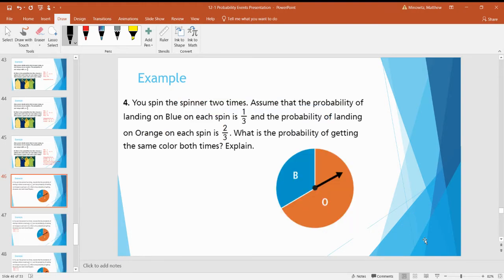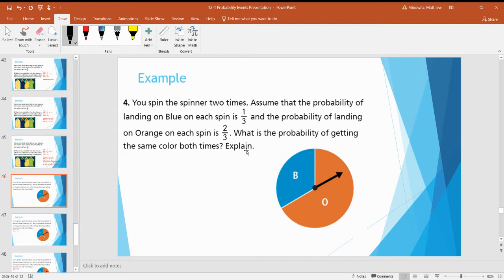Now here's a more challenging example. Once again, try it out. Okay, now that you've unpaused the video, we spin the spinner 2 times. Okay, blue is 1/3 of the circle, orange is 2/3 of the circle. What's the probability of getting the same color both times?